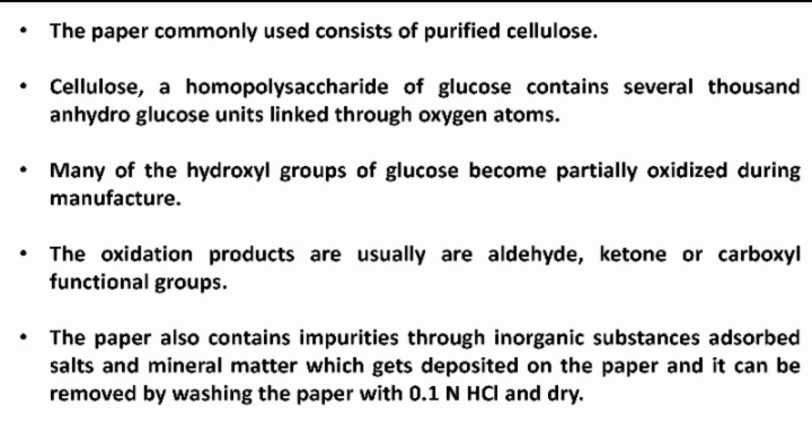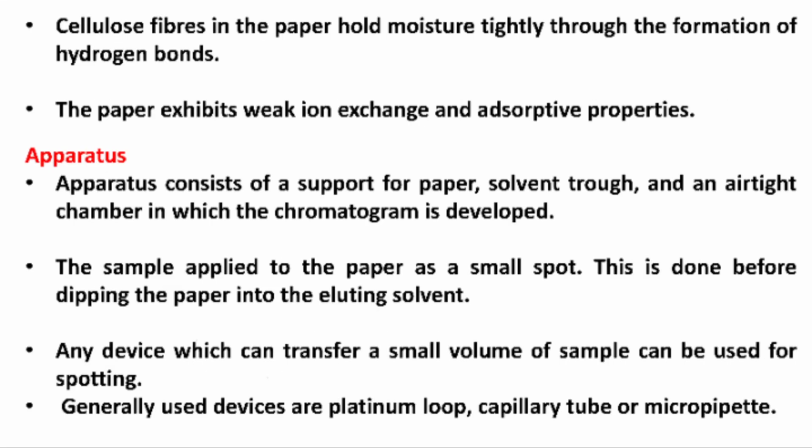The paper also contains impurities such as inorganic substances, adsorbed salts and mineral matter which get deposited on the paper, and it can be removed by washing the paper with 0.1 normal HCl and drying. Cellulose fibers in the paper hold moisture tightly through the formation of hydrogen bonds. The paper exhibits weak ion exchange and adsorptive properties.